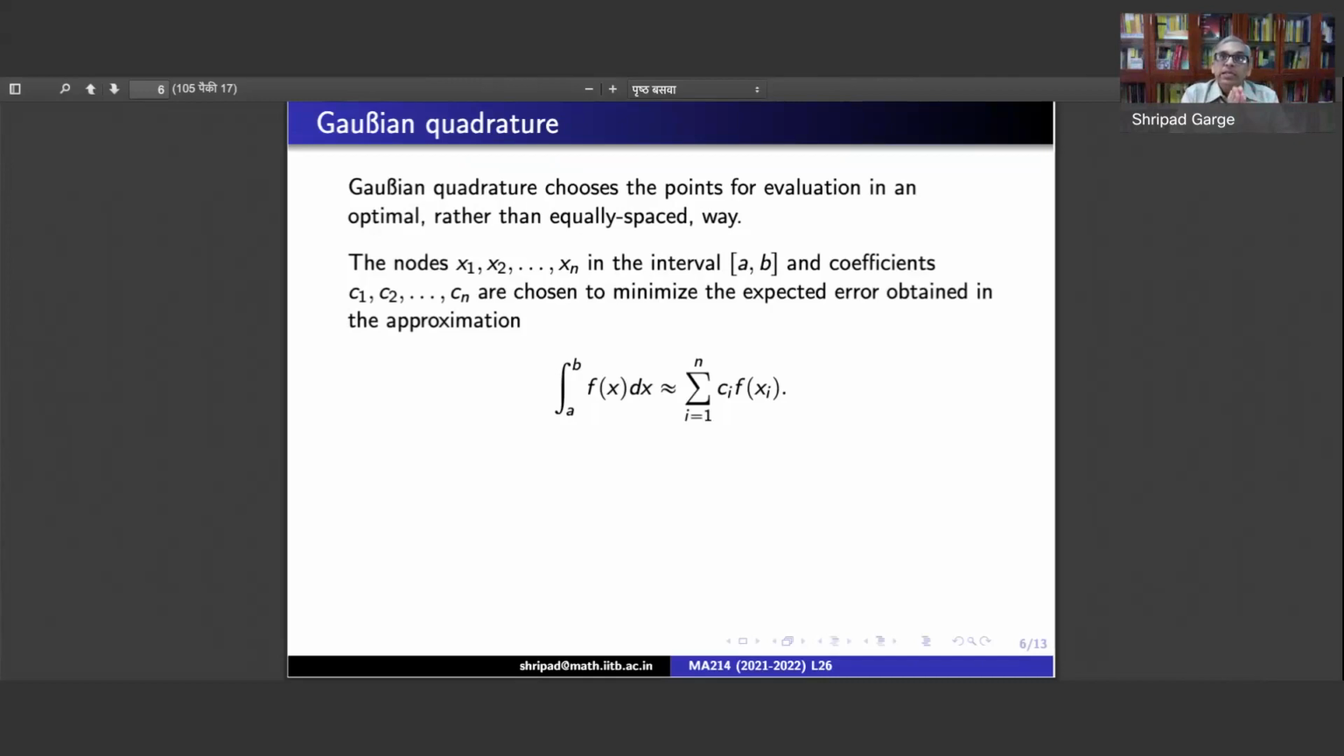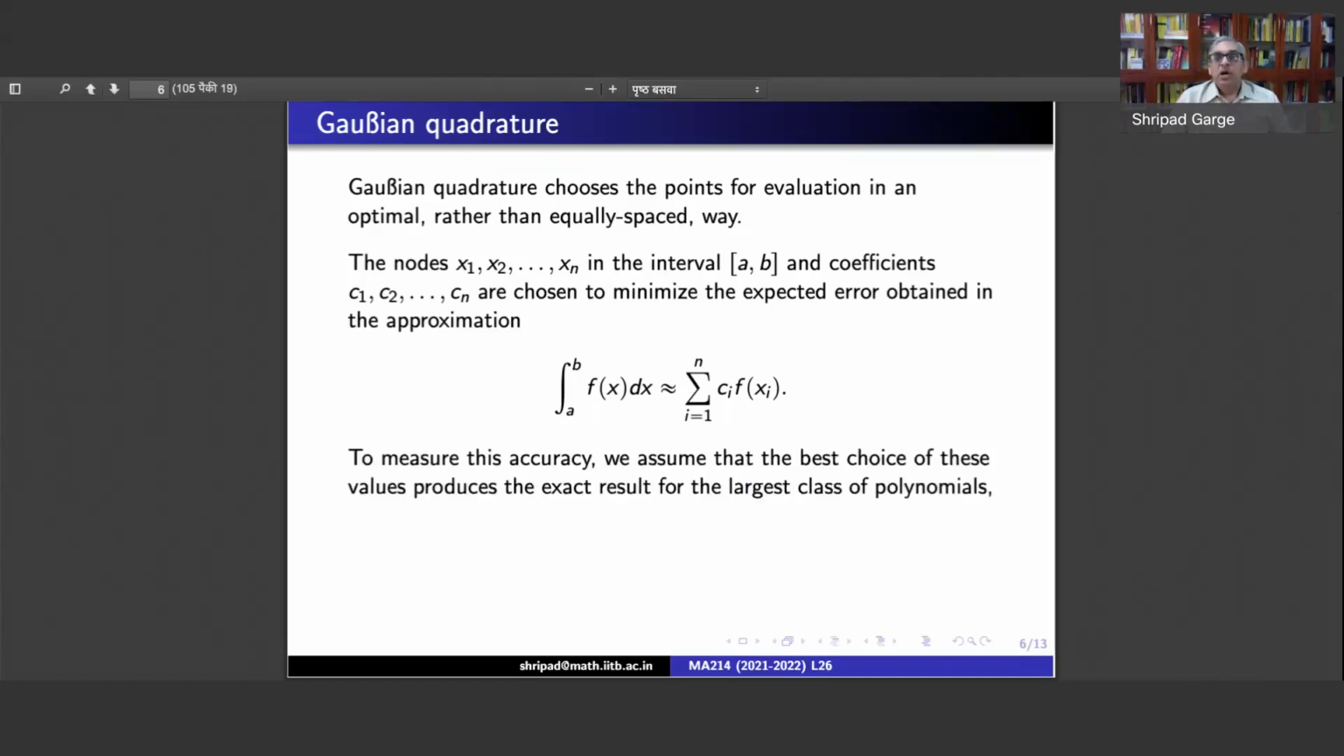That's what we are going to do. In the adaptive quadrature method, you saw that we had to choose the nodes depending on the function. Here we would like to have a set of nodes and then corresponding coefficients, so that this approximation, summation ci f(xi), works for a large set of functions. So what do we mean by a large set of functions? We will say that they work for the largest possible class of polynomials, which means that the corresponding formula has the greatest degree of precision.